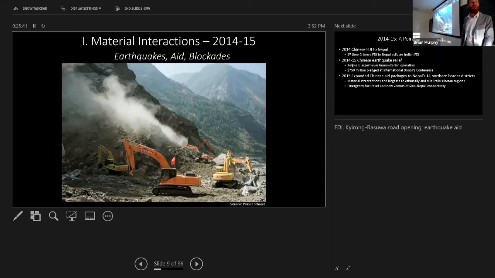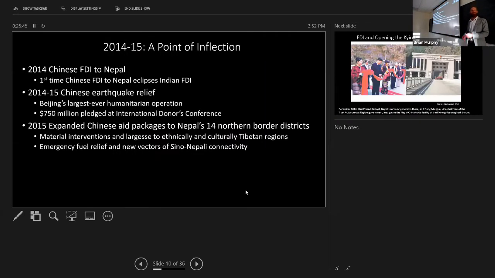So, the material interactions in 2014 and 2015. In 2014, Chinese foreign direct investment to Nepal exceeded Indian FDI for the first time ever. This prefigured Beijing's largest ever humanitarian operation in response to the earthquakes in Nepal in April and May 2015, augmented by a $750 million pledge at the International Donors Conference. In 2015, Chinese aid packages to Nepal's 14 northern border districts were also expanded significantly.